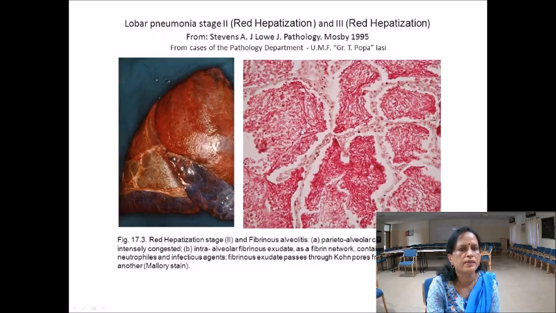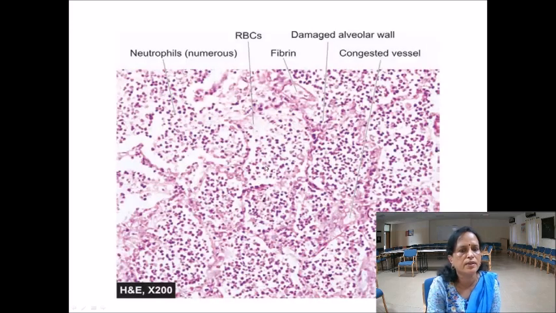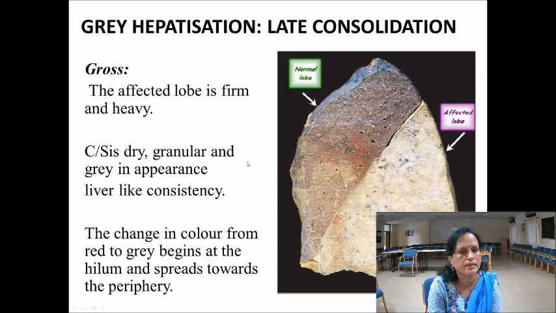Yes, so this is red hepatization. Oh yeah, this is becoming still more fibrinous. It's a later stage. So you can make out a lot of cells.